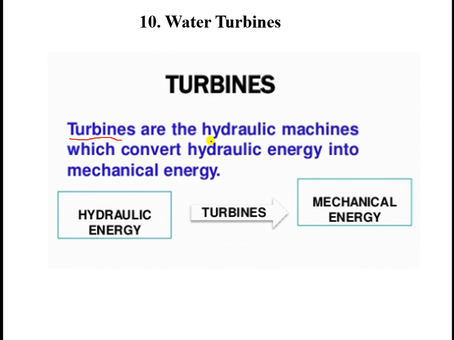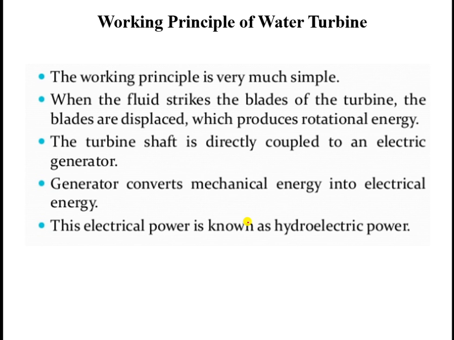So turbines are hydraulic machines which convert hydraulic energy, water energy, that is the kinetic energy and potential energy of the water, into kinetic energy, then into mechanical, and then in turn into electrical energy. So that is the main basic purpose as far as hydroelectric power plants are concerned. Try to remember this one.